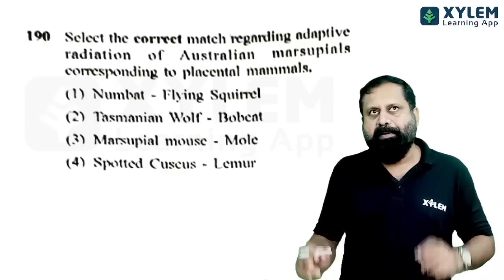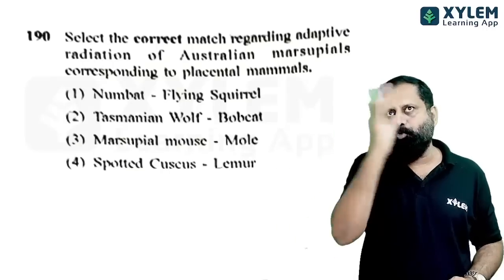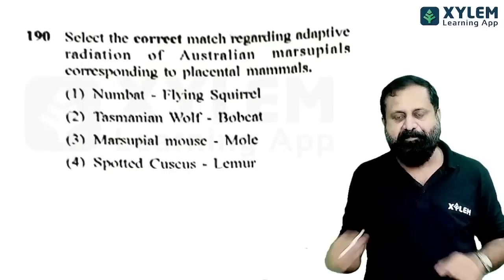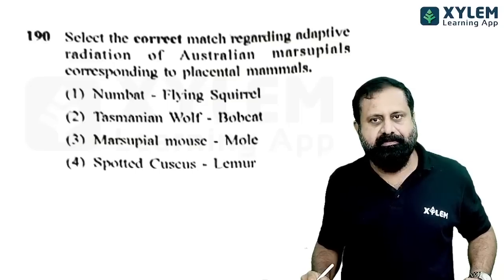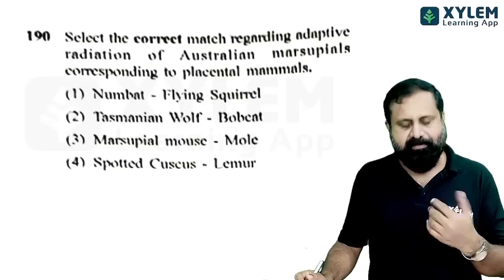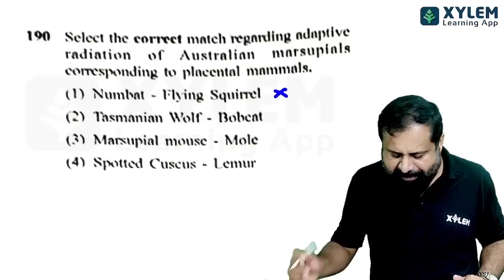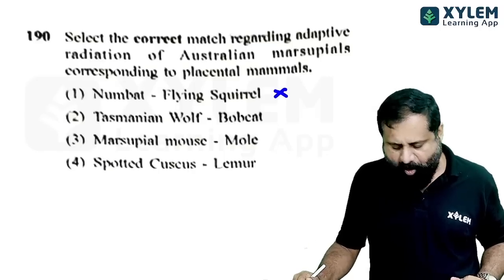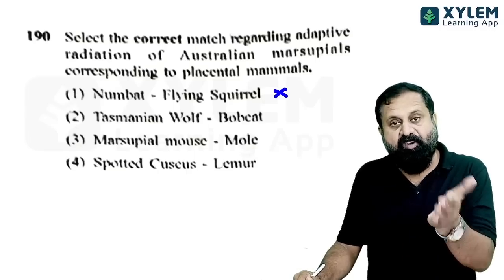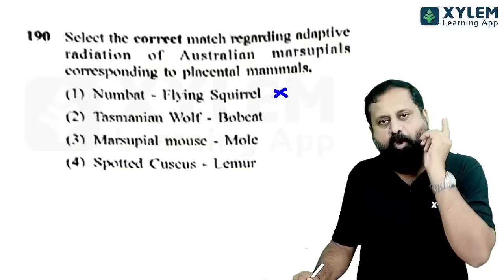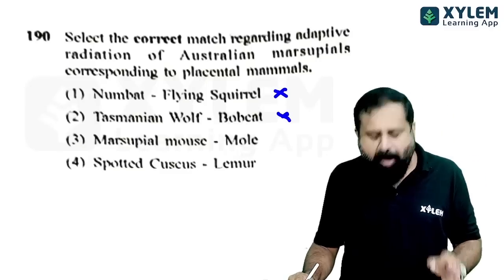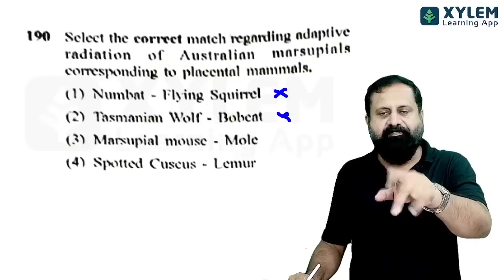You can check a particular table given in your NCERT: two types of animals, placental mammals and marsupials. A figure is there. Numbat is not equal to the flying squirrel; it is an anteater. Okay, so this statement is wrong. Comparison is wrong. Tasmanian wolf, bobcat? No, Tasmanian wolf is correctly matched with the normal wolf. Wrong. Marsupial mouse, marsupial mole, both are different.